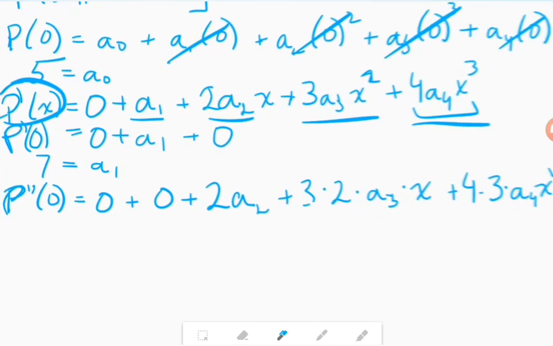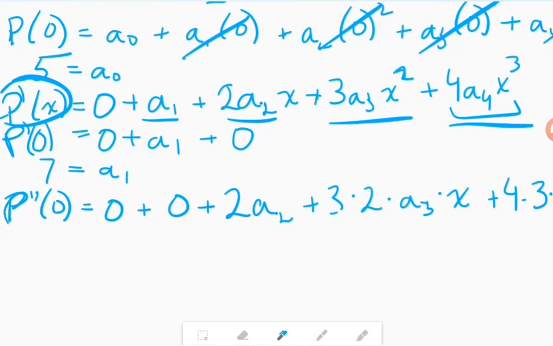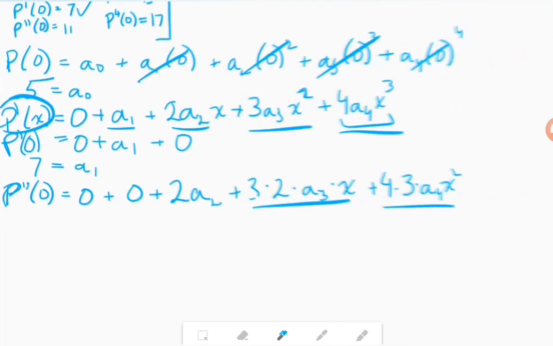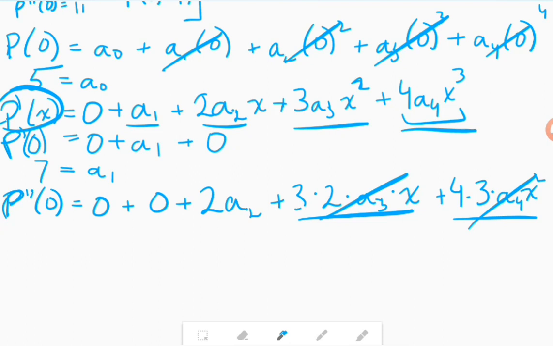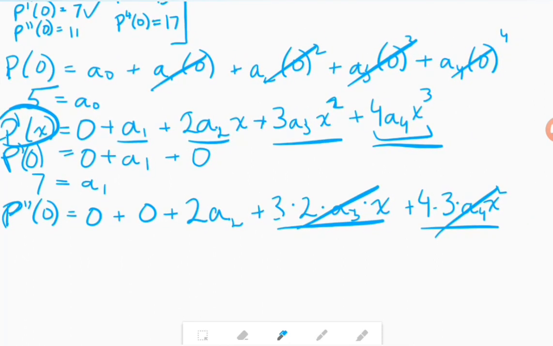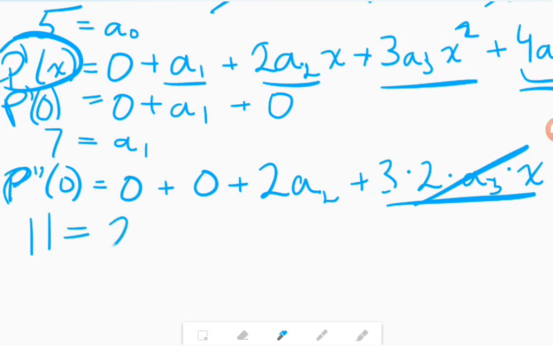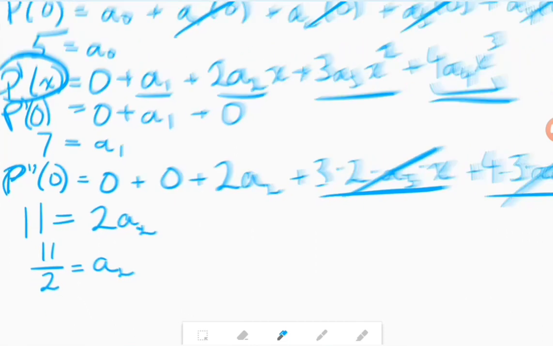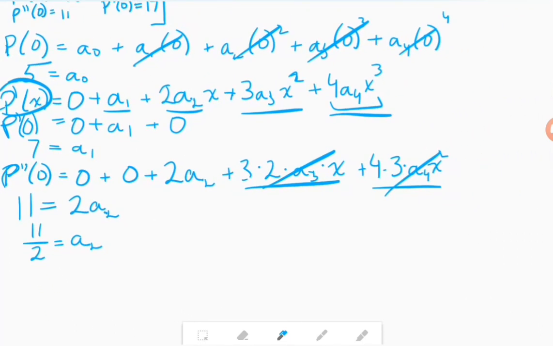Alright, so now if I plug in 0 everywhere I see an x, these terms cancel out. They gave me the fact that p double prime of 0 is equal to 11, so 11 is equal to 2 a sub 2, which means a sub 2 is equal to 11 divided by 2. All right, so we have a sub 0, a sub 1, and a sub 2.